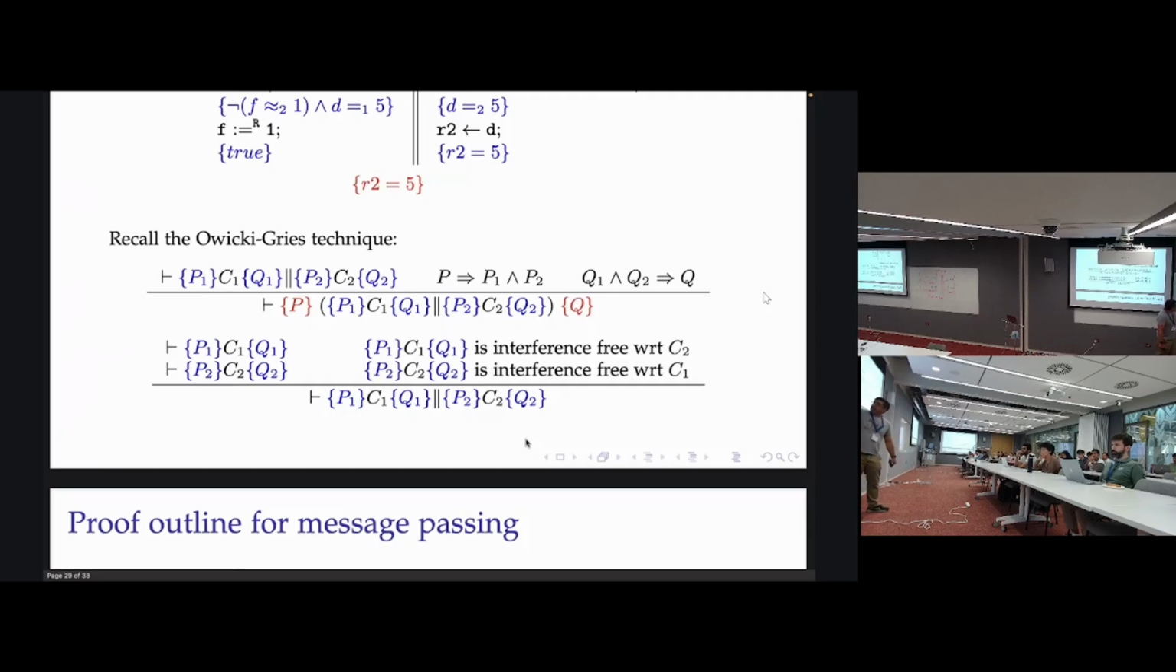Okay, so this one is globally correct because the only interference possible makes this true anyway. Okay, makes that true anyway. So this is also globally correct. Okay.